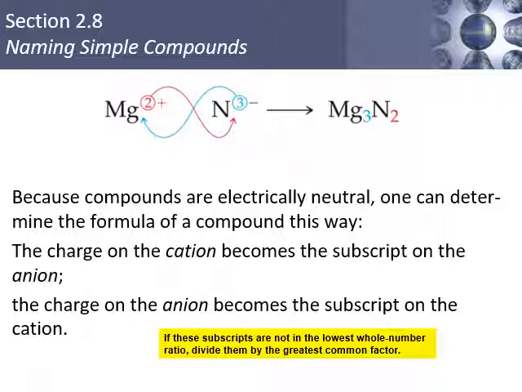The situation you can sometimes have is when you have one thing that has a +2 charge, like something from the second column, and it's bonding together with something from the fifth column, like nitrogen, that has a -3. Then the way that you know what numbers to put here and here is you just transpose the charges. So put the 3 here and put the 2 here. So you have Mg3N2. Now, that doesn't come up that much, but it does come up. Okay, next slide.